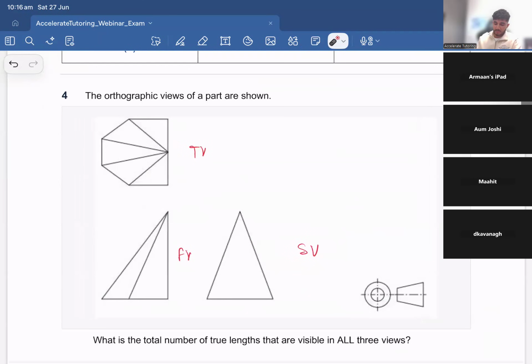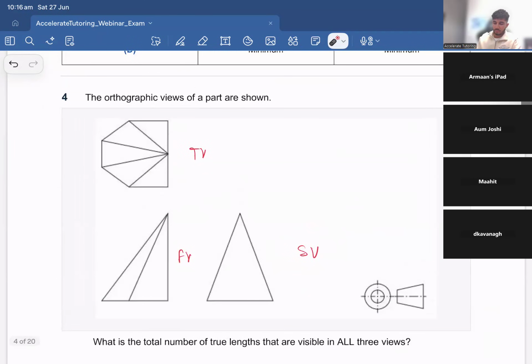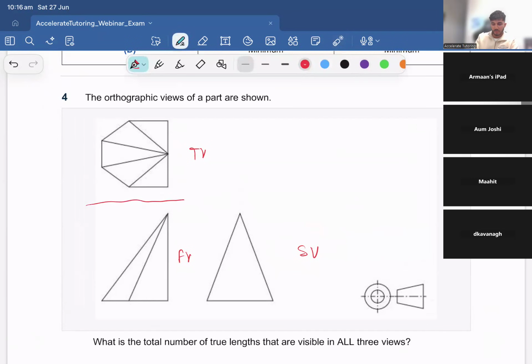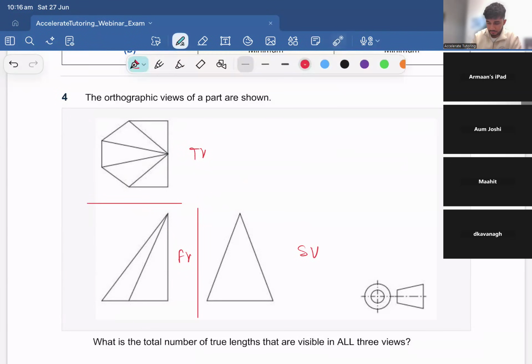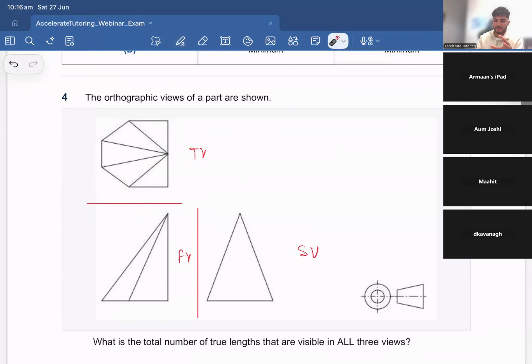Now, can anyone tell me what are the typical rules for us to determine if a line is true length or not? What are the typical rules that we follow? Does anyone know? Chuck it into the chat. If not, I can go through them. Anyone want to give a guess? Wayne, maybe.